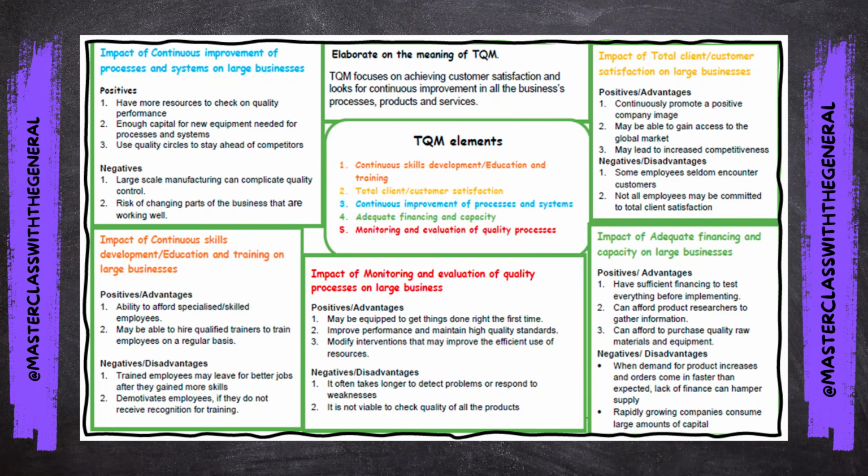Impact of adequate financing and capacity on large businesses. Positives: they have sufficient financing to test everything before implementing, can afford product researchers to gather information, can afford to purchase quality raw materials and equipment. Here we are saying inadequate financing and capacity. We are saying large businesses are able to invest into the process such that, number one, they get very good quality raw materials. The higher the quality, the more expensive they are. But in terms of our business, money is no issue because it's a large business and it has the financial capacity to get those raw materials.